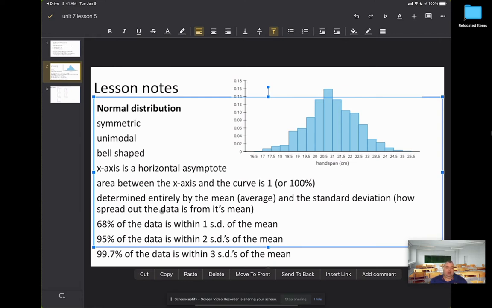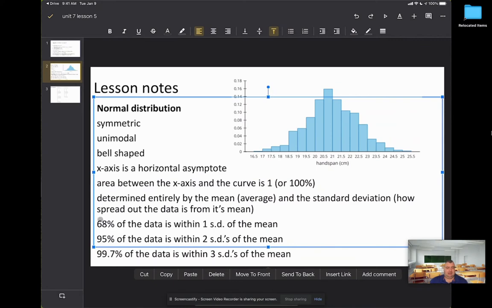What's unique about the normal distribution is that it's determined entirely by the mean, and we know the mean is the average, and by something called the standard deviation. The standard deviation is just a numerical measure of how spread out the data is from its mean. So the normal distribution is determined by the mean and the standard deviation of the data.